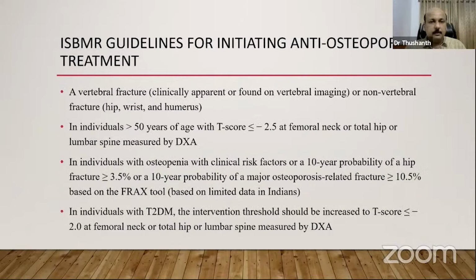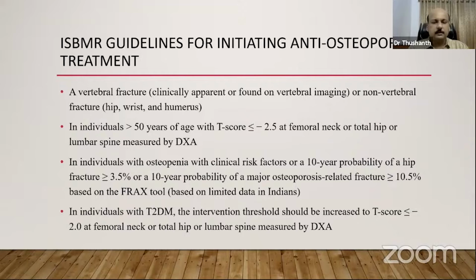So ISBMR, the Indian Society of Bone and Mineral Research, have given very recent guidelines for initiating anti-osteoporotic treatment. That is a recent vertebral fracture or non-vertebral fracture, and individuals more than 50 years of age with a T-score less than minus 2.5 at femoral neck or total hip or lumbar spine. And then based on the FRAX score, they have given the risk as more than 3.5 for hip fracture or more than 10.5 for general osteoporotic fracture.